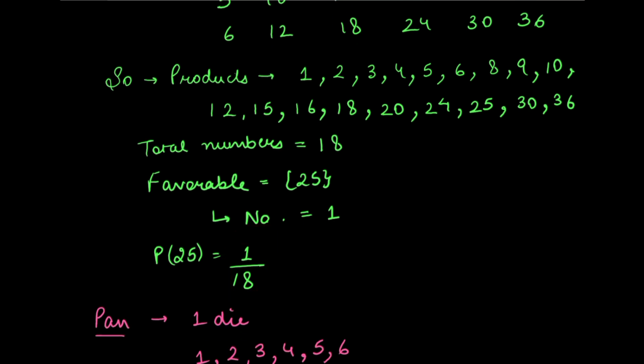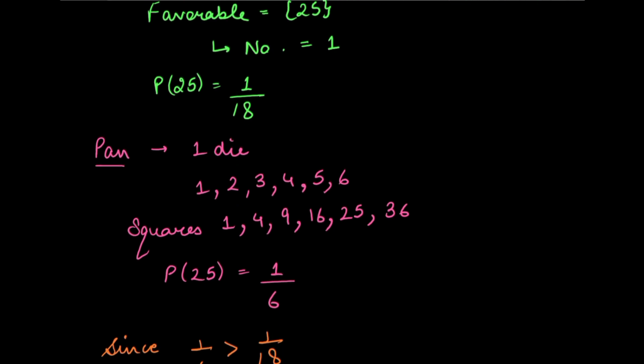Now Pam throws a single dice and she multiplies the number by itself, that is she squares the number. What is the sample space when we throw a single dice? 1, 2, 3, 4, 5, 6. Squaring the numbers, we get 1, 4, 9, 16, 25 and 36. So the probability of getting a 25 is 1 divided by 6, that is 1 by 6.